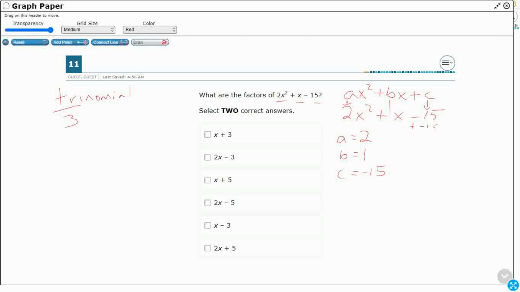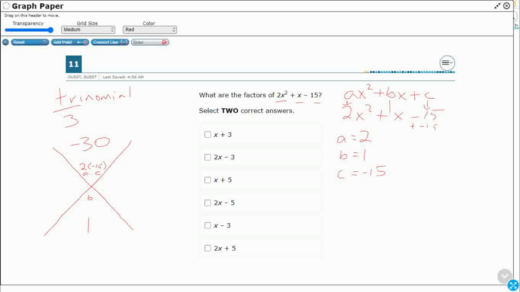So what I'm going to use is a method called the diamond method. It's not the only way to solve this, but it is highly effective and efficient. What we do with the diamond method is we take our a terms and our c terms, and we multiply them, put them in the top. So that's going to be a 2 times negative 15. That's a negative 30. And then we just put our b term down below, just 1.